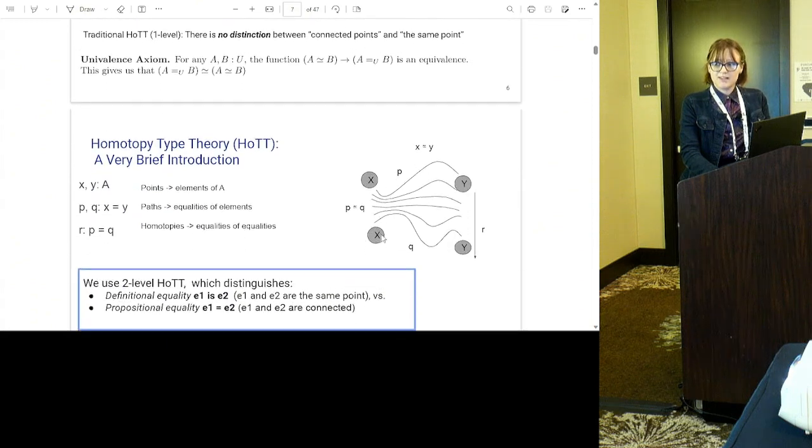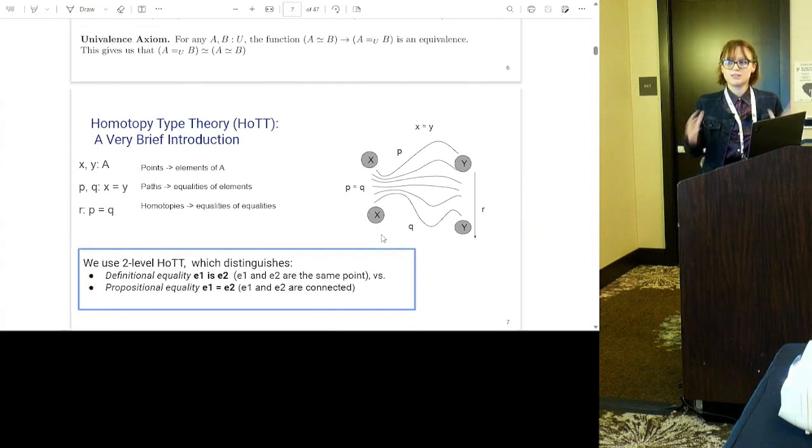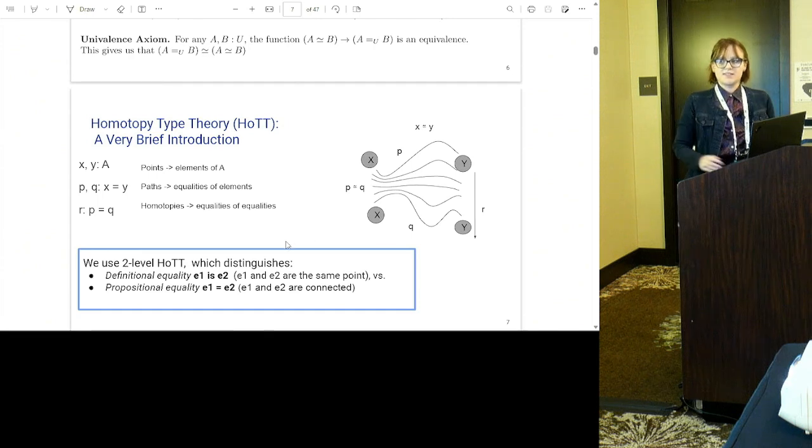For our specific application, we're using two-level homotopy type theory, which keeps those two things separate. We are actually interested in being able to tell the difference between two things that are exactly the same and two things that are just connected to each other, but we still make use of the fact that we can blur those lines when we want to. Throughout the rest of this talk, we have definitional equality, which means that two things are exactly the same, versus propositional equality, for things that are connected to each other.